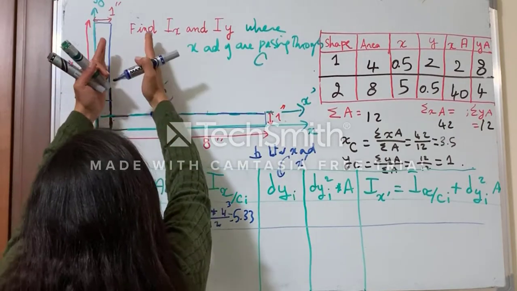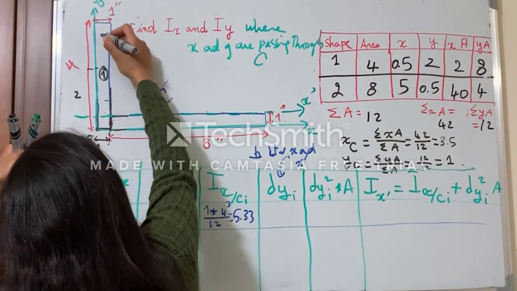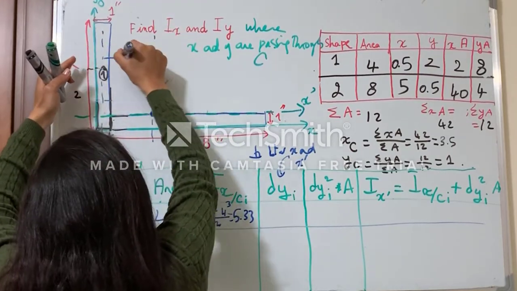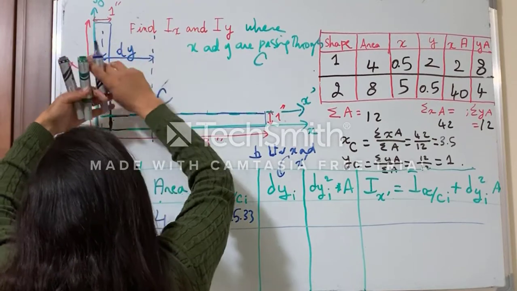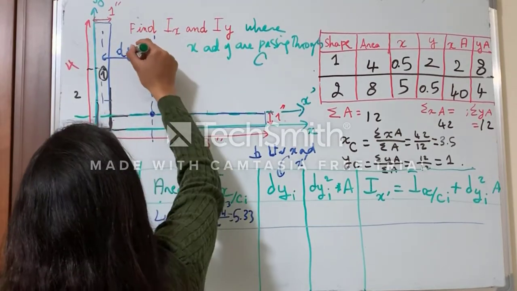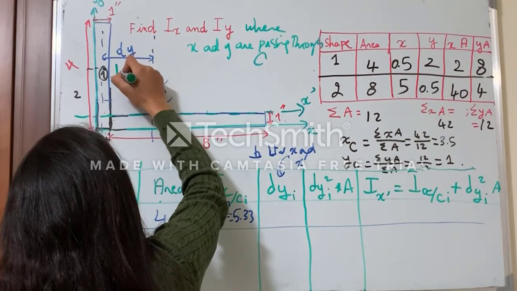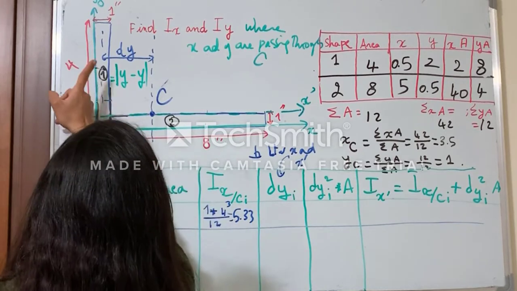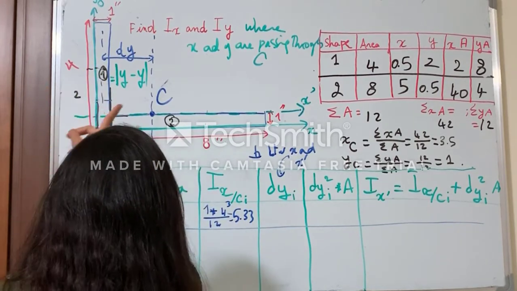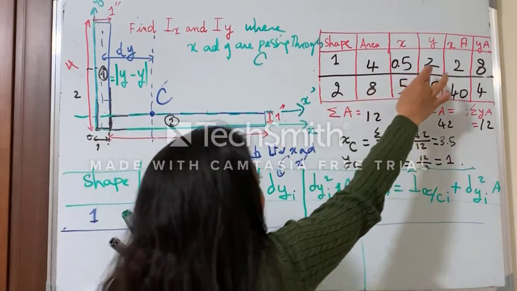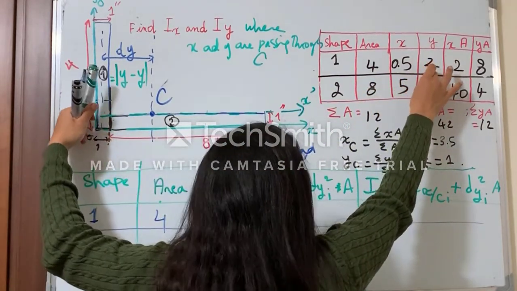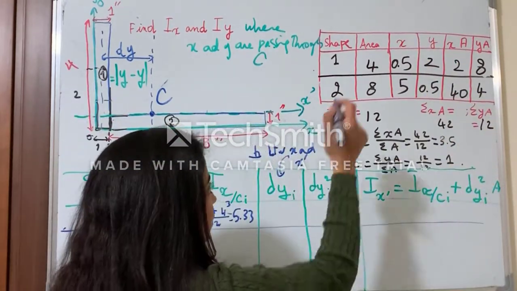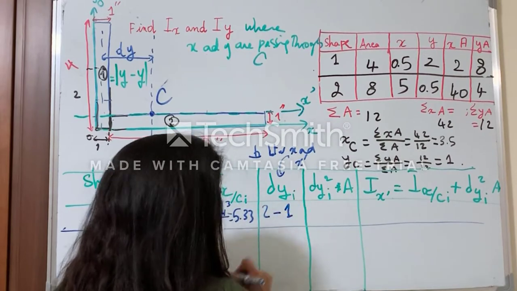Now what is dy? dy is the perpendicular distance between this centroid and the centroid of the whole beam. So this is basically dy. dy, guys, is always equal to the absolute value of y minus y. So basically dy is the absolute value of this y minus this y. I know that y of the centroid of the first shape is 2, and y of my centroid is 1. So basically it is 2 minus 1, which is of course 1.